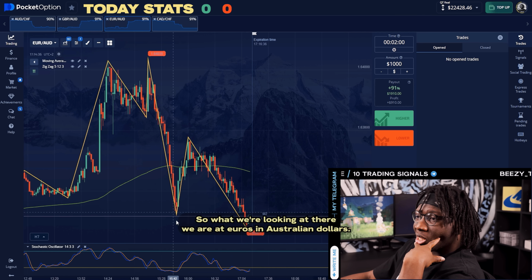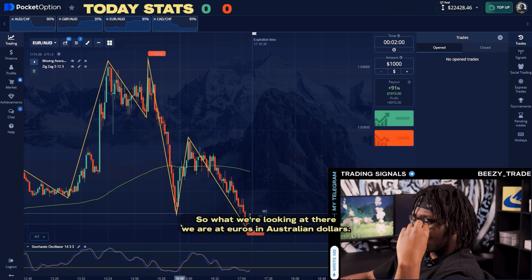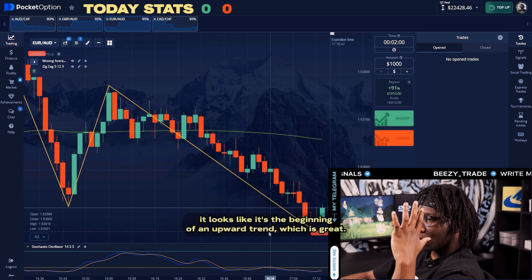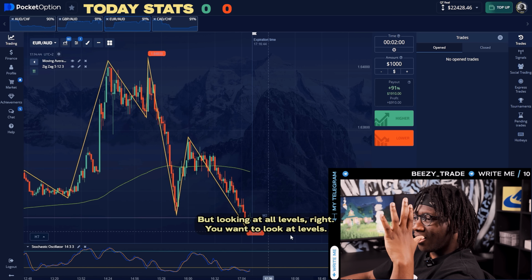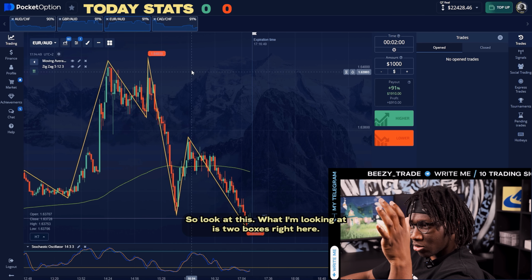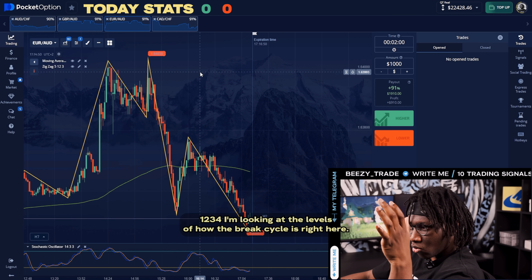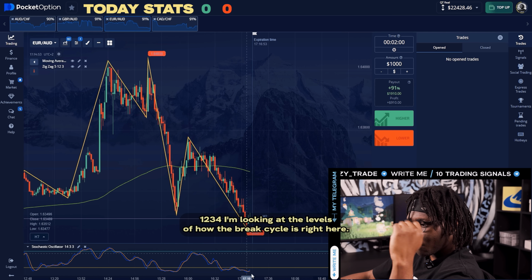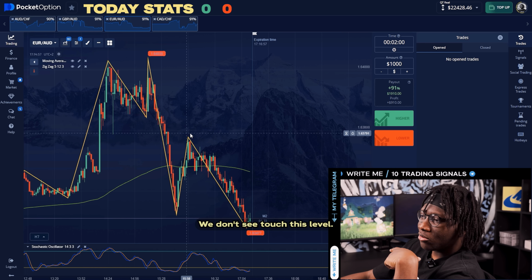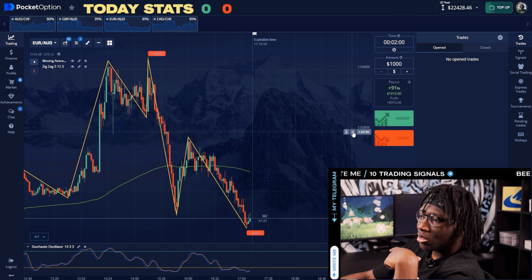So what we're looking at there, we're at euros and Australian dollars. First thing we're looking at at this point, you can see that it looks like it's the beginning of an upward trend, which is great. We're looking at our levels, right? You want to look at levels. So look at this. What I'm looking at is 2 boxes right here. 1, 2, 3, 4. I'm looking at the levels of how the breaks are going. It's right here. We don't see it touch this level. Put a point right there.